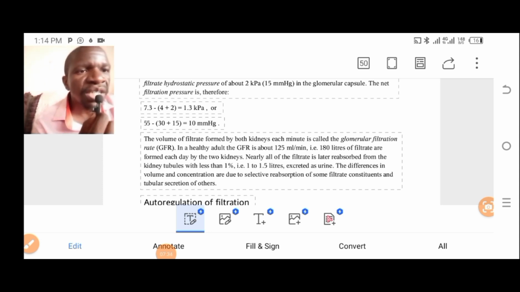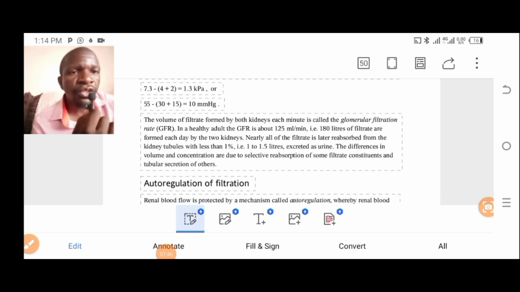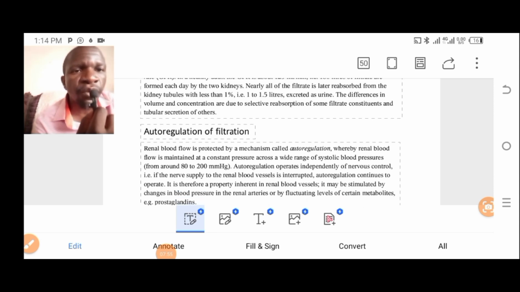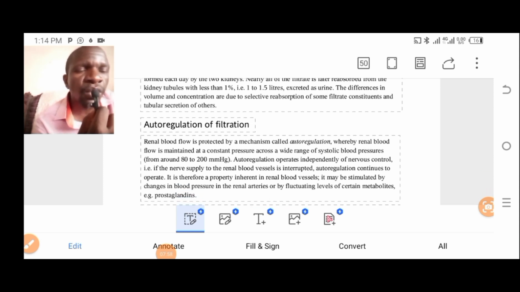Nearly all of the filtrate is later reabsorbed from the kidney tubules, with less than 1%, 1 to 1.5 liters, excreted as urine. The difference in volume and concentration is due to selective reabsorption. So that's it on filtration. There's auto-regulation of filtration. Renal blood flow is protected by a mechanism called auto-regulation, whereby renal blood flow is maintained at a constant pressure across a wide range of systolic blood pressures, from around 80 to 200 millimeters of mercury.